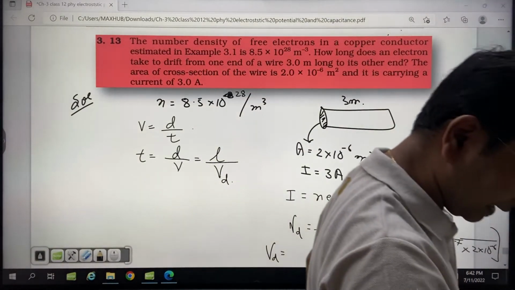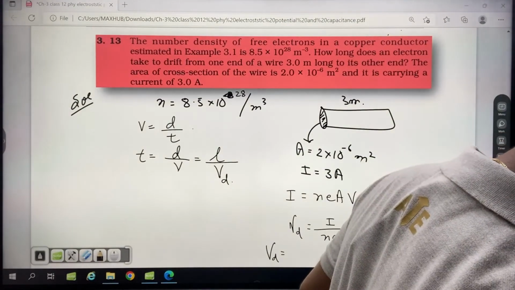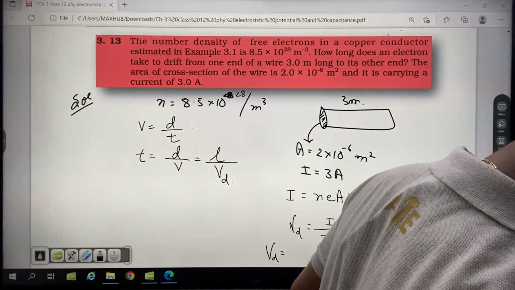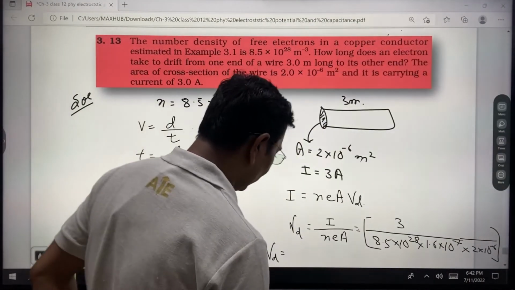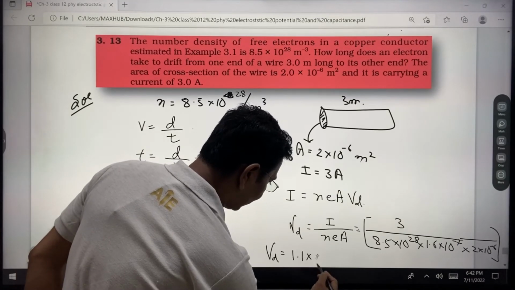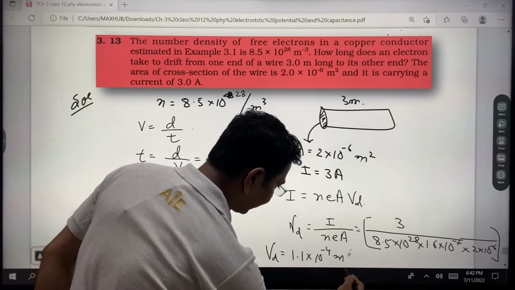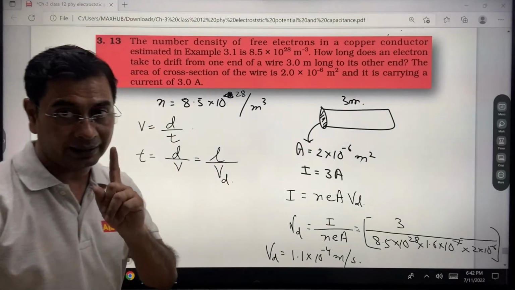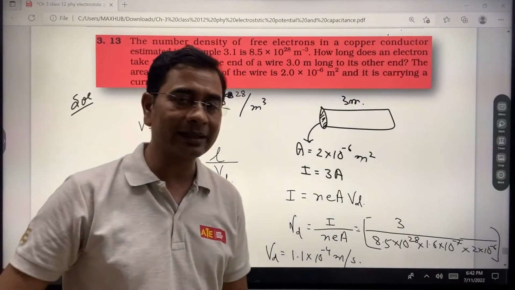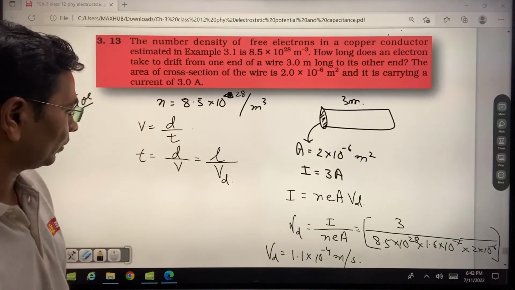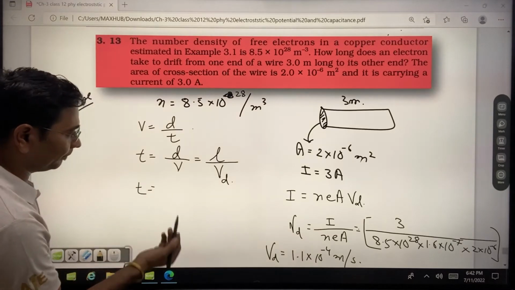You get your VD. I have done it. So just now I did it, what was VD? 1.1 into 10 to the power minus 4 meters per second. So this is very small, we discussed it in detail in this session, why it is small. Now just put it over here, time.